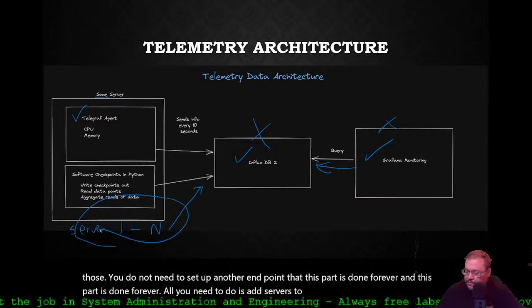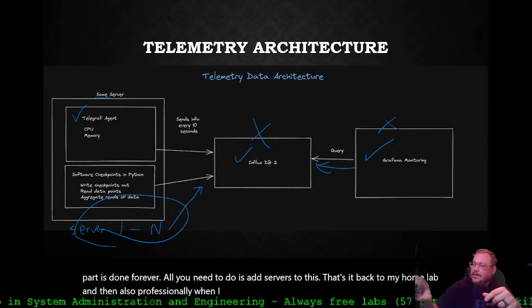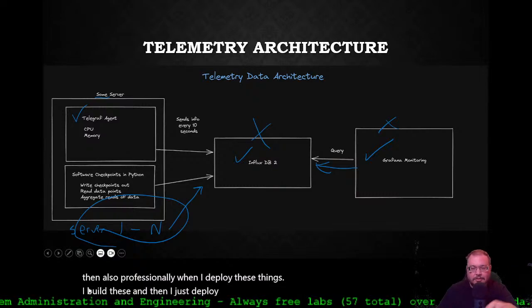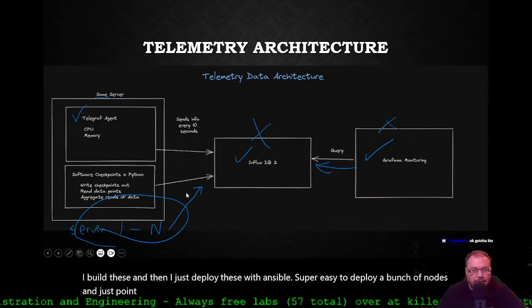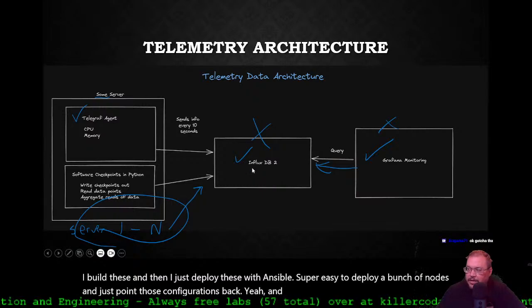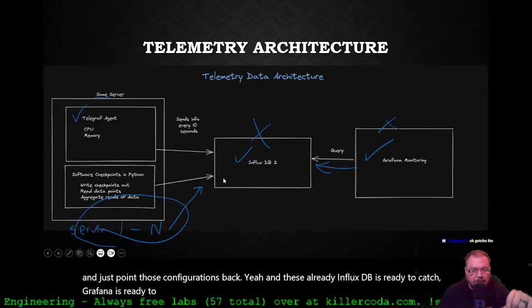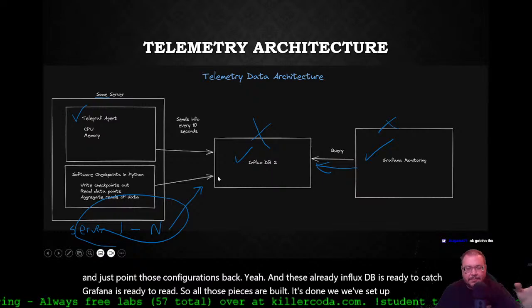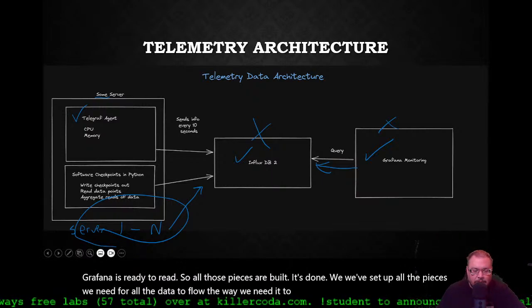That's it. In fact, in my home lab and also professionally, when I deploy these things, I build these, and then I just deploy these with Ansible. Super easy to deploy a bunch of nodes and just point those configurations back. And these are ready. InfluxDB is ready to catch. Grafana is ready to read. So all those pieces are built. It's done. We've set up all the pieces we need for all the data to flow the way we need it to. So let's go back to our lab real quick.